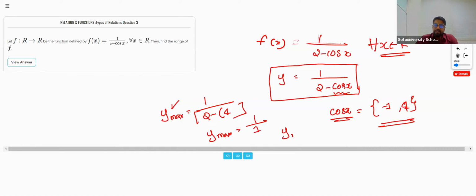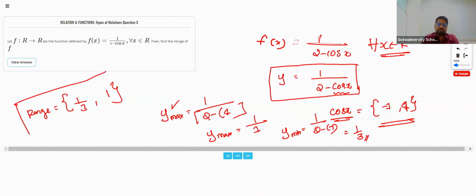What is the minimum value it can take? Simple opposite logic. We take 2 minus of minus 1. So what will you get? 1 by 3. So my function's minimum value is 1 by 3 and the maximum value is 1. See how we can apply this. You can think about real life applications of this. Why are we learning? Because we might have to apply this in real life situations, right? So the range of this function starts from 1 by 3 to 1. It will never become negative. It will only be positive, right? This is the range of this function.